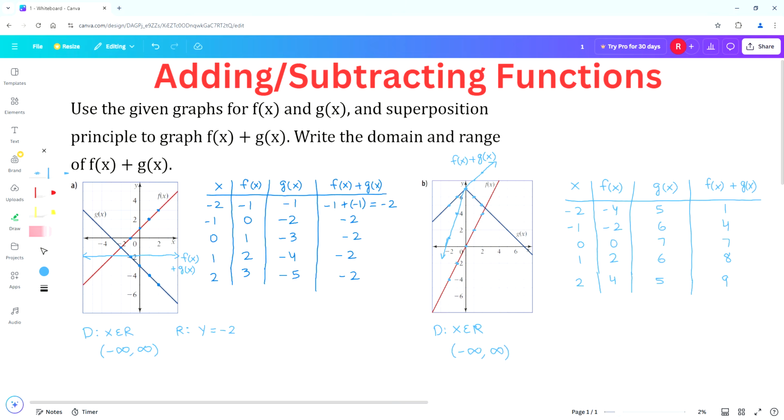Now we can write the range. Range is all possible y values for a function. As per the graph of f(x) plus g(x), the straight lines extend indefinitely along the y-axis in both directions. That means there is no restriction on the range. The range should be y ∈ ℝ. In interval notation, we can write the range as negative infinity to positive infinity.